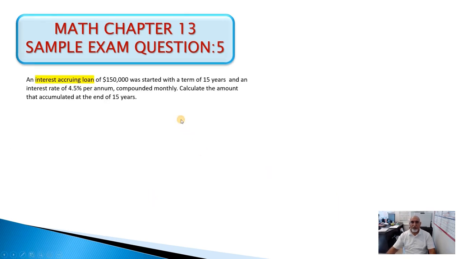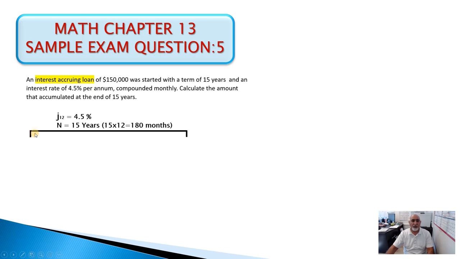Okay, question number 5. Interest accruing loan. What do we know about an interest accruing loan? No payments during the term. Legally allowed not to make any payments. Normally, in an interest only loan, we make the interest payment. Here we make $0 of payment. Started 15 years ago, and interest rate of J12 4.5. Calculate the amount at the end of 15 years.